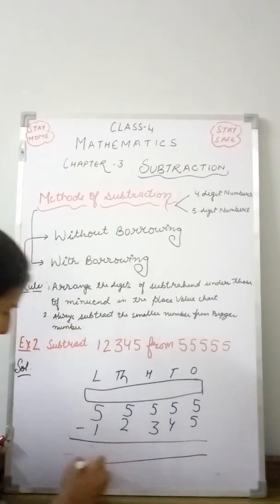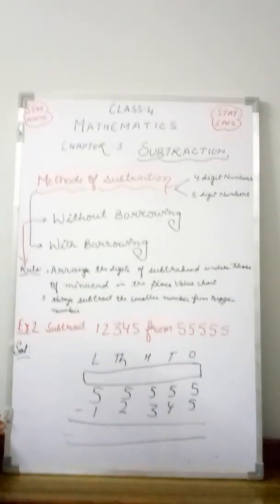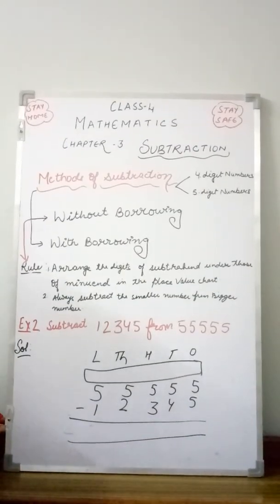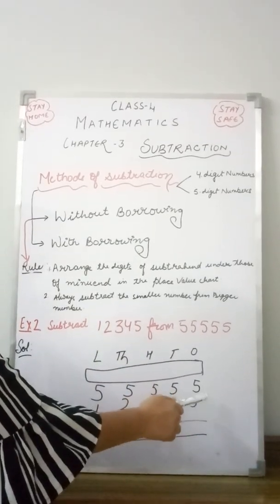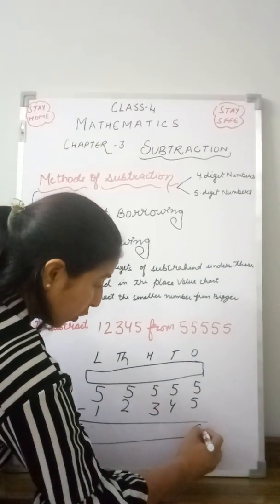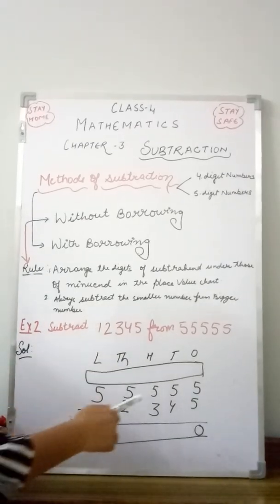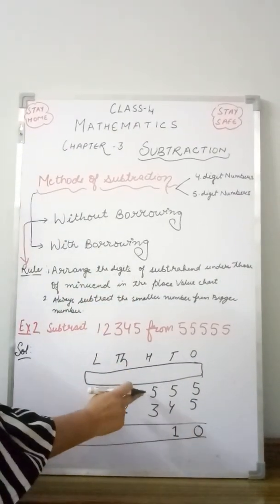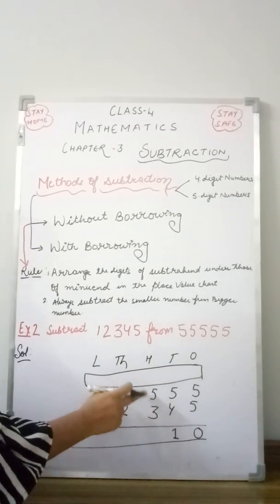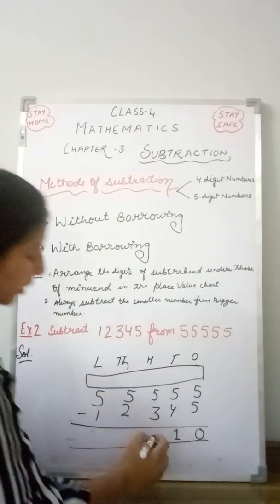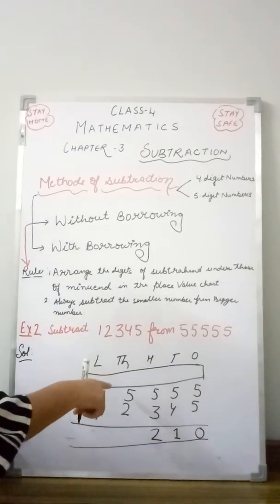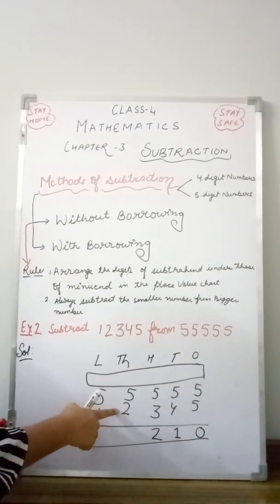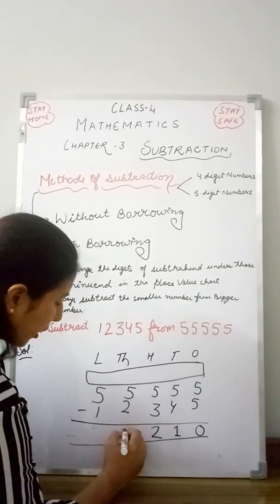Let's start subtracting. Again the steps are same. First of all we have to start subtracting from the ones place. 5 minus 5 is 0. Come to the next tens place, that is 5 minus 4, that is 1. The next third place is hundreds place. Subtracting the hundreds place, that is 5 minus 3 is 2. Move on to the thousand place. 5 minus 2 is again 3.